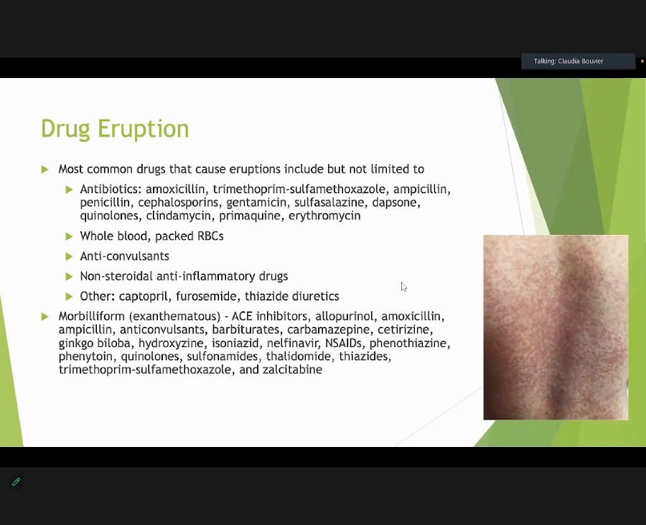And then the morbilliform, which is shown in this picture, that's considered a morbilliform rash, and it's slightly more raised, looks more like a bunch of little dots all together that are slightly raised. Those are specific to the medications listed. So if you see a rash that looks a little bit different, you can try to differentiate it, and if you can identify it, then that can be helpful.